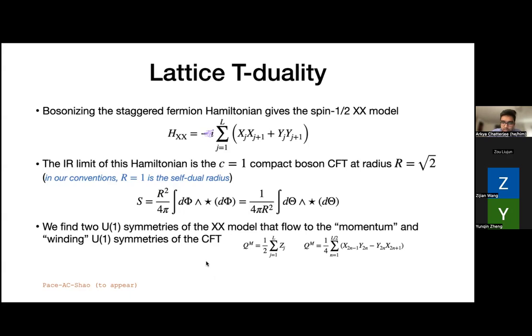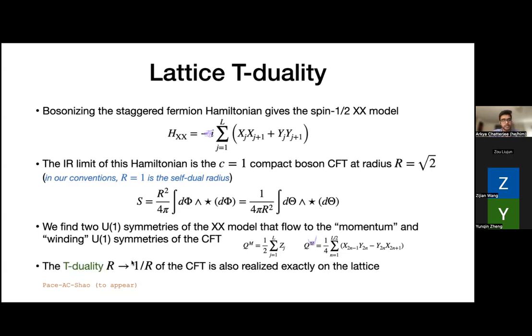And I do have the expression. Okay, I lied earlier. Sorry, this should have been W. That's my bad. This is the winding symmetry. So the bosonized version of the vector symmetry is this spin rotation symmetry, whereas the axial symmetry gets mapped to this slightly more complicated looking charge. And these two are exact symmetries of the XX model. And indeed, they flow to the U1 symmetries of the CFT, which go by the name of momentum and winding.